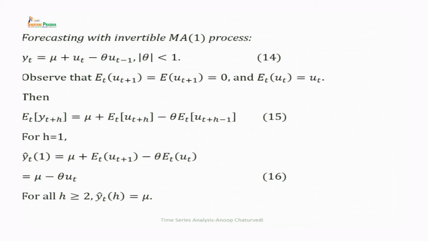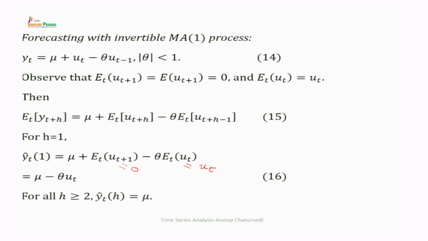Again, we proceed recursively. For h equal to 1, you have y hat t 1 equal to mu plus E_t of u_{t+1} minus theta E_t of u_t. Now, this term is equal to 0, and this expectation is equal to u_t. So, y hat t 1 is equal to mu minus theta u_t, and for h greater than or equal to 2, y hat t h is equal to mu.